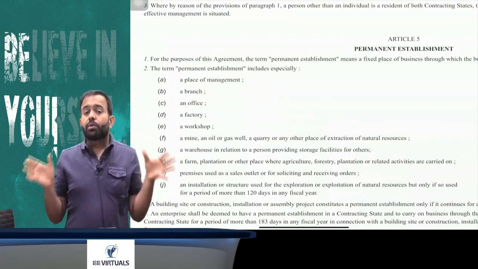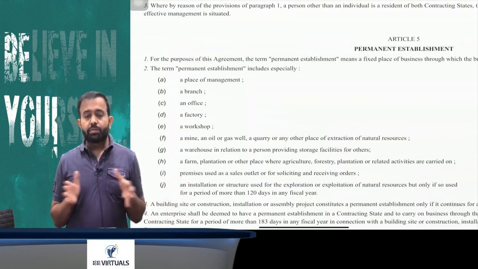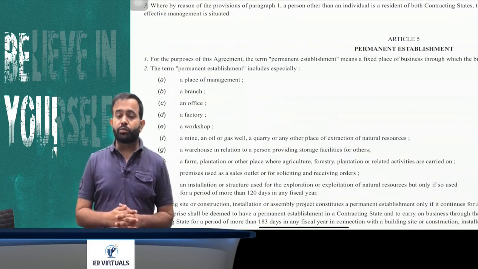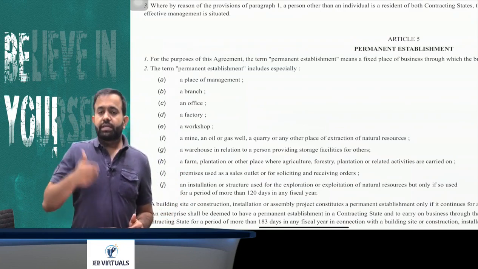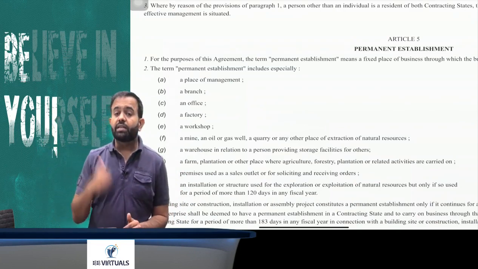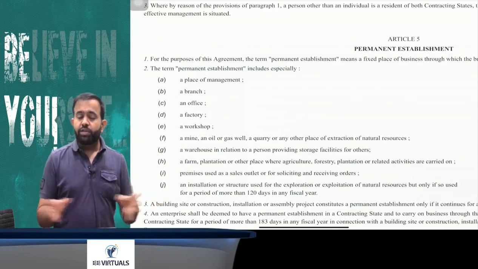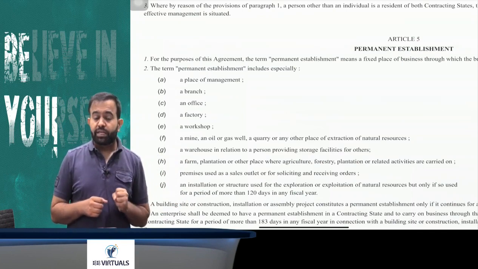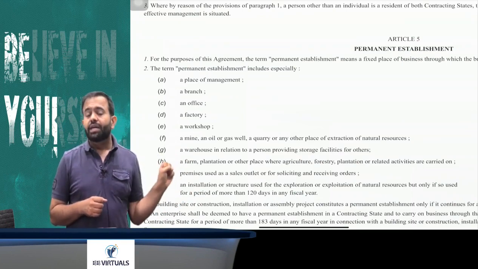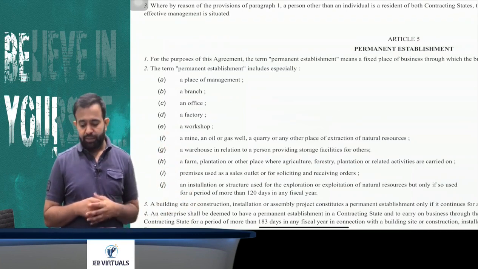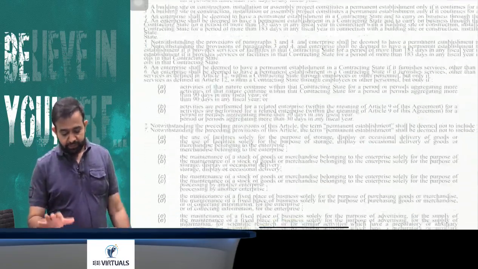So what I'm saying, this is about the permanent establishment. So article number 5 is related to permanent establishment. When can any person have a permanent establishment in another country? What is the meaning of permanent establishment? That is given here. Is a building site or construction site treated as a permanent establishment or not? That is given here. So everything about the permanent establishment is given in article number 5.